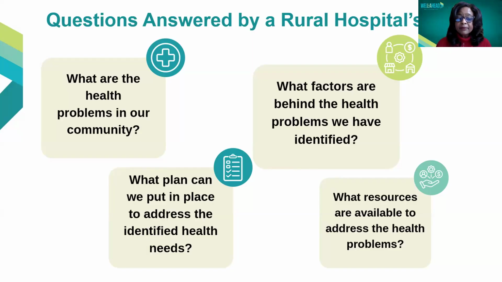But then we began to think about what plan we can put in place to address the identified health needs. Now, we're talking about a plan. That's when we begin the process of engaging the community within this plan. Sharing with the community what we found within the community health needs assessment, and now taking what we found and engaging the community in developing a plan to address those health problems, to improve health outcomes within our communities.